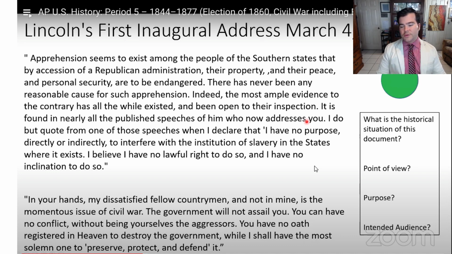All right, another 30. We're going to do HIPP on this document. Lincoln's inaugural address when he becomes president in March. And then they changed it to January, right? January 19th. Hey Google, 30 seconds on the clock. Okay, 30 seconds. Starting now.